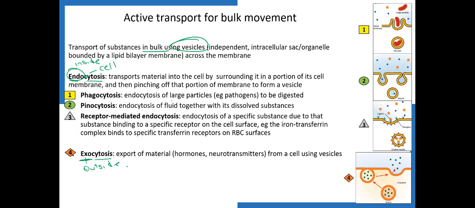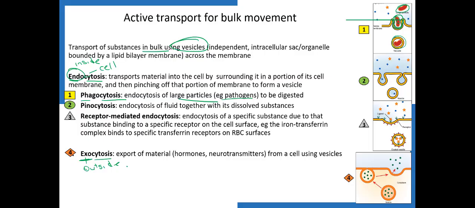So if there is movement of large particles, e.g. bacteria, into the cells, it's called phagocytosis, right? So you've got these large particles over here. What happens is when they enter in, it actually pinches off a part of the cell membrane to create this vesicle or vacuole.